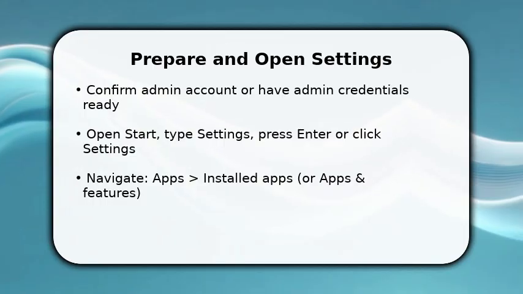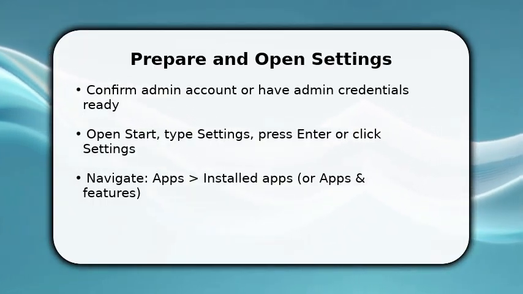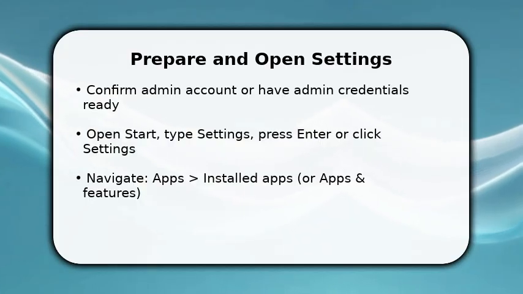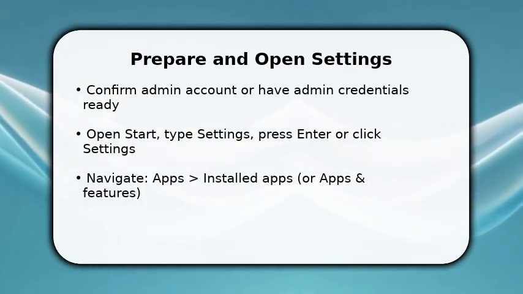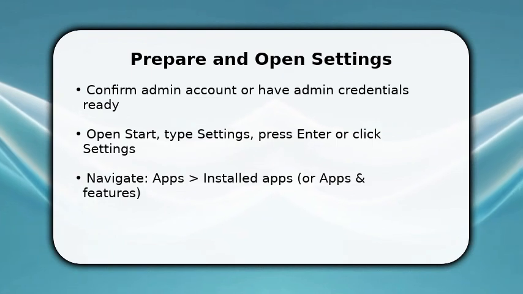Next, go to Apps and then Installed Apps or Apps and Features, depending on your Windows build. Doing this places the list of installed applications in front of you, so you can find the Snipping Tool and begin the removal process without delays.